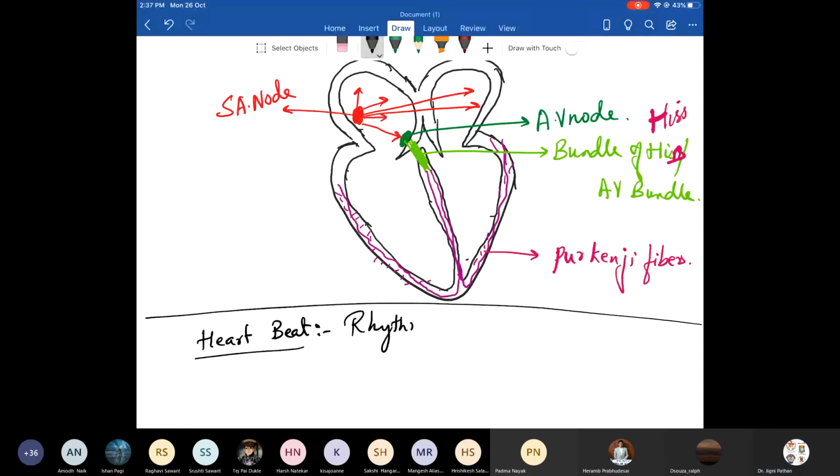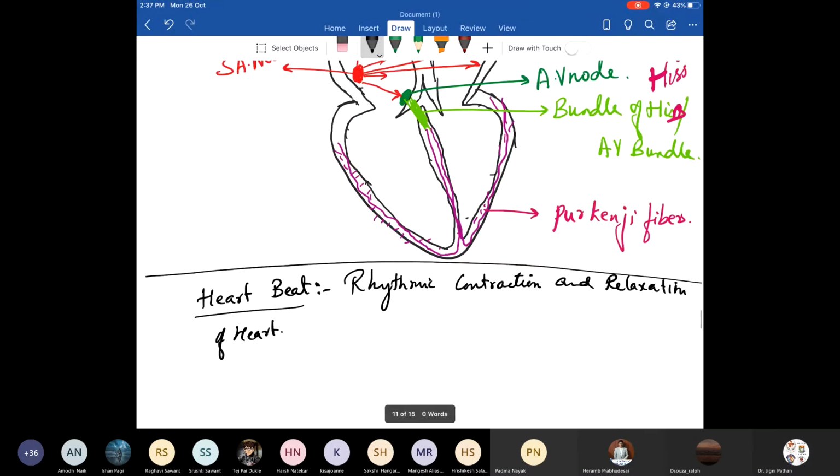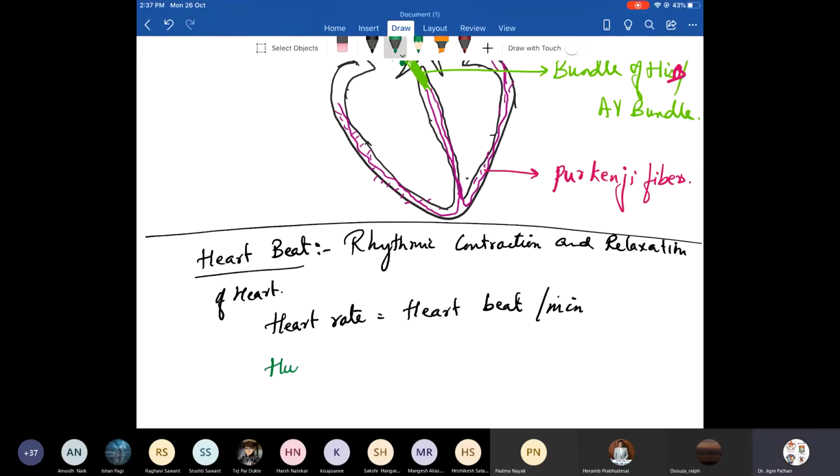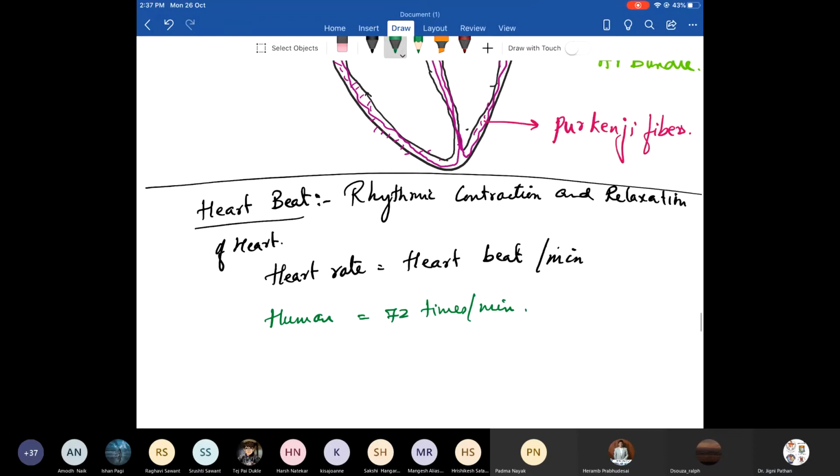Heartbeat: rhythmic contraction and relaxation. Heart rate is heartbeats per minute. In humans it is 72 times per minute. Heart rate is inversely proportional to body size.